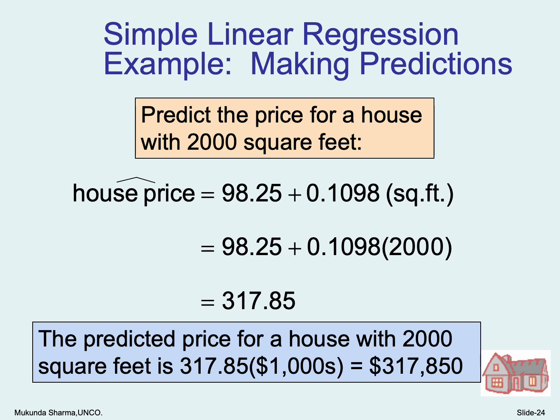Here, if we put the value of square foot to 2,000 square feet, we can find the new price of the house. The predicted price for a house with 2,000 square feet is $317.85 thousand, or $317,000.